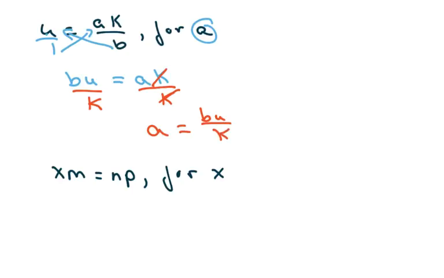And this one, solve for x, so it's pretty simple. We just have to get x by itself. So I'm going to, opposite of multiply is divide. So you get x equals np over m.